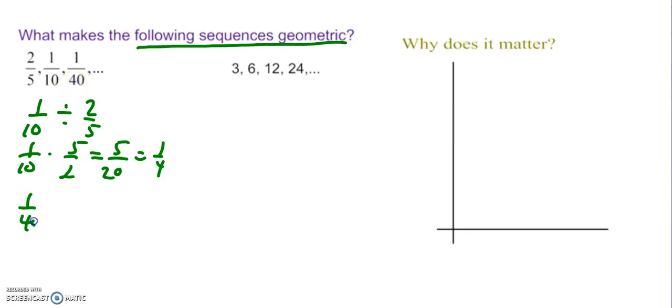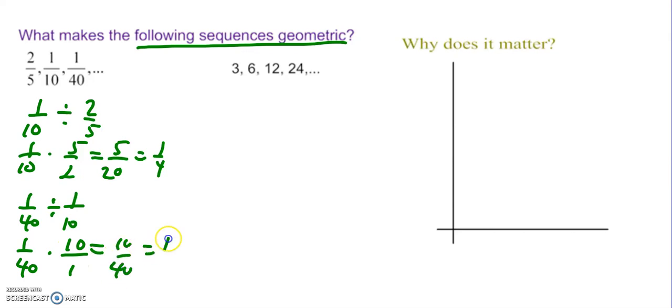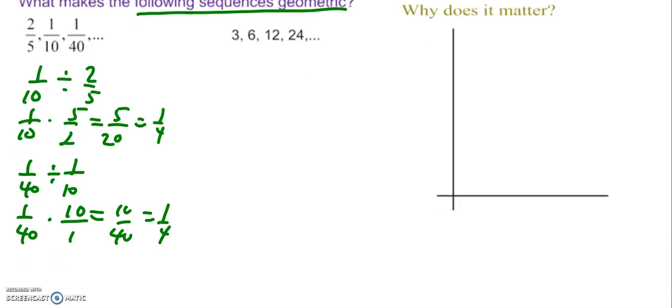If I take the third term of 1/40 and divide it by the second term of 1/10, that is the same as 1/40 times the reciprocal, which is 10/40, which is also 1/4. So I would say that this one, the reason it is geometric is because the common ratio is 1/4.